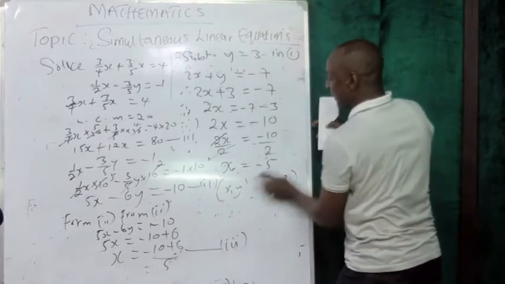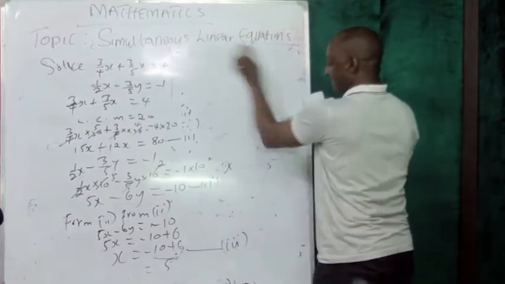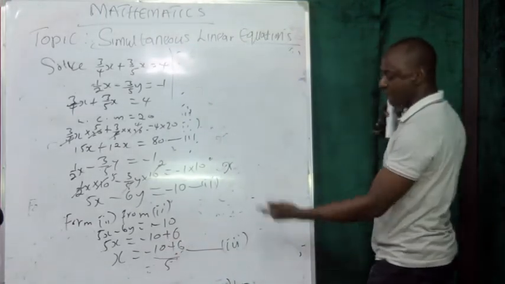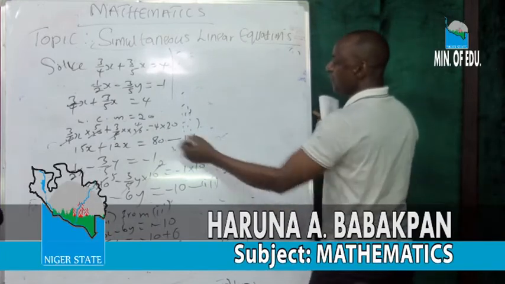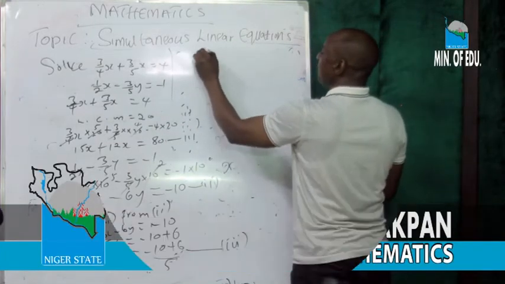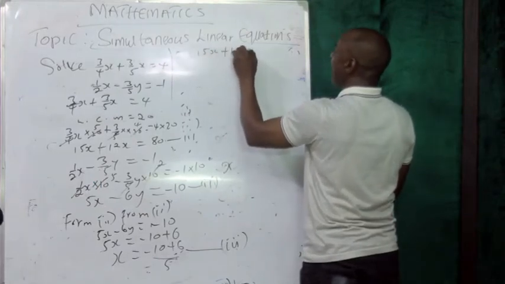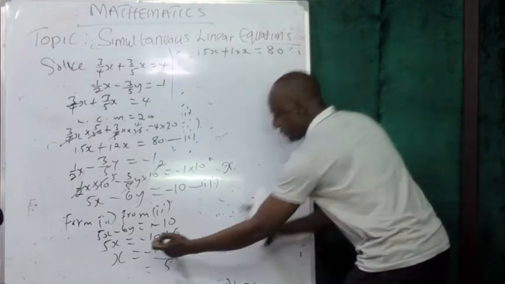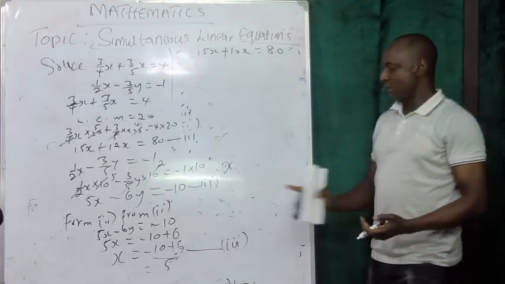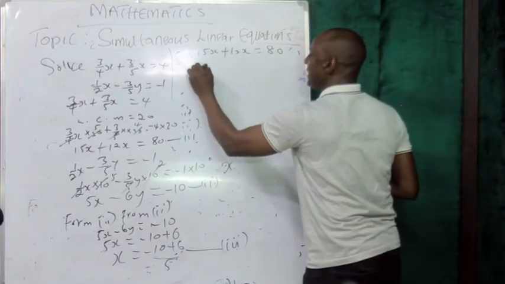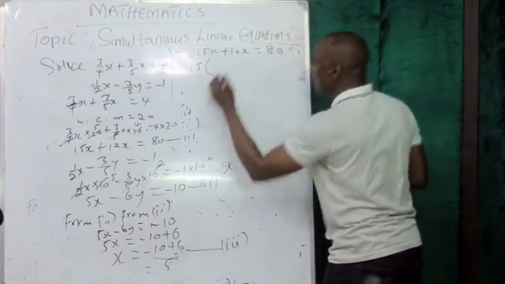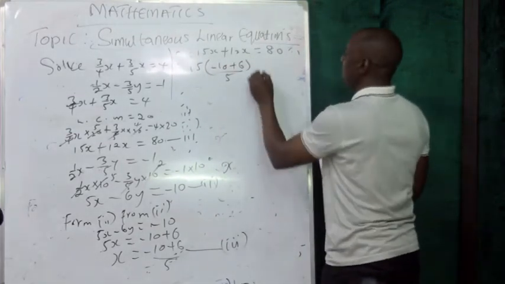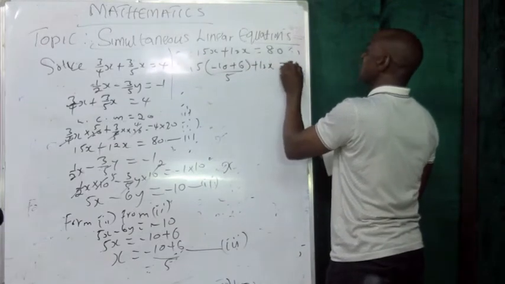Having formed my equation 3, I can substitute x equals negative 10 plus 6y upon 5 into equation 1. So from equation 1, I have 15x plus 12y equals 80. Anywhere I see x now, I substitute it by negative 10 plus 6y upon 5. So I have 15, open a bracket and put your x, which is negative 10 plus 6y upon 5, and plus 12y equals 80.